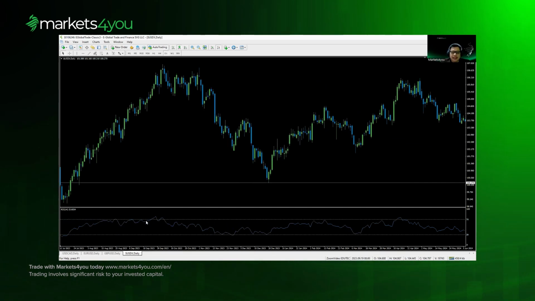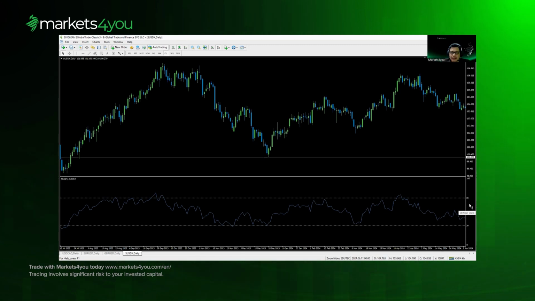If you can see here, the RSI crosses above the 70 level. Here is the 70 level, and here is the 30 level. Let me widen it a little bit. Now you can see on the right side the 70 level and the 30 level. So whenever the RSI is moving above the 70 level, we can call it overbought. Meanwhile, when it's below the 30 level, we can say that it's oversold.